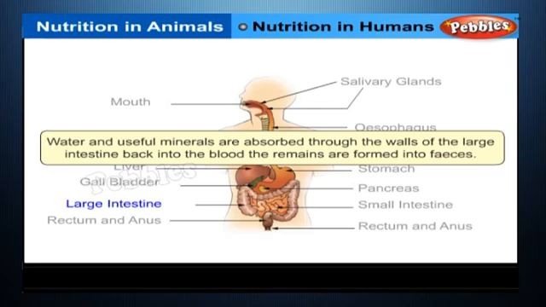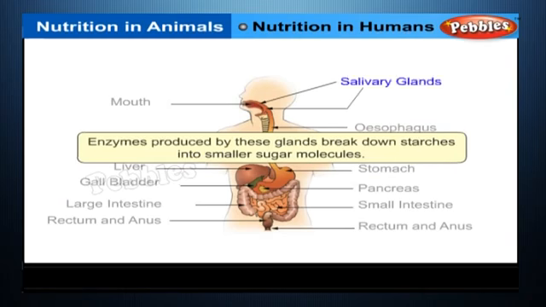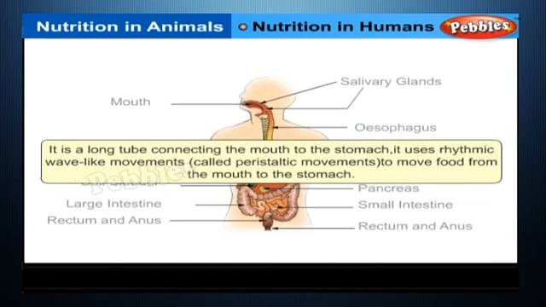The remains are formed into feces. Salivary glands. Enzymes produced by these glands break down starches into smaller sugar molecules. Esophagus. It is a long tube connecting the mouth to the stomach. It uses rhythmic wave-like movements called peristaltic movements to move food from the mouth to the stomach.